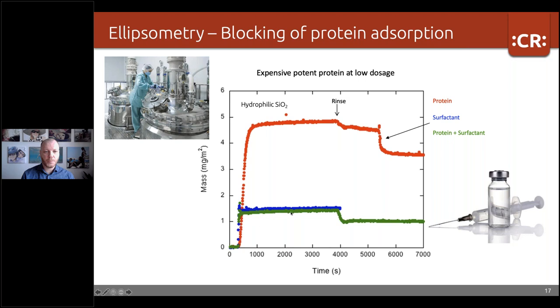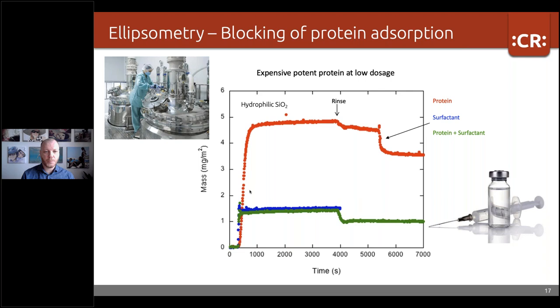And the reason why only the surfactant adsorbs, and we cannot really see much of the protein adsorbing, is probably because the concentration of the surfactant is way higher and it's also a smaller molecule. So it will diffuse much quicker to the substrate and effectively adsorb to the surface and then also block the surface from adsorption of the protein.